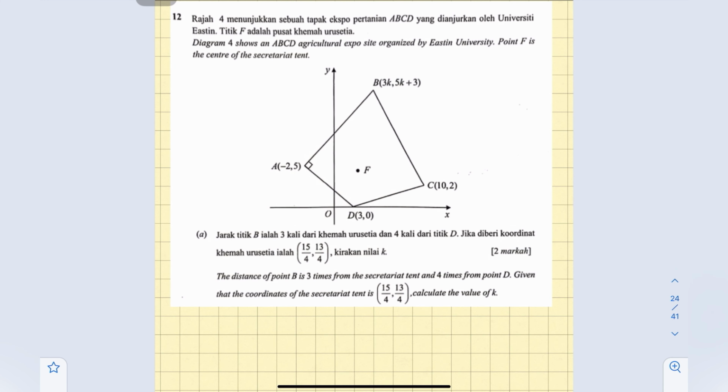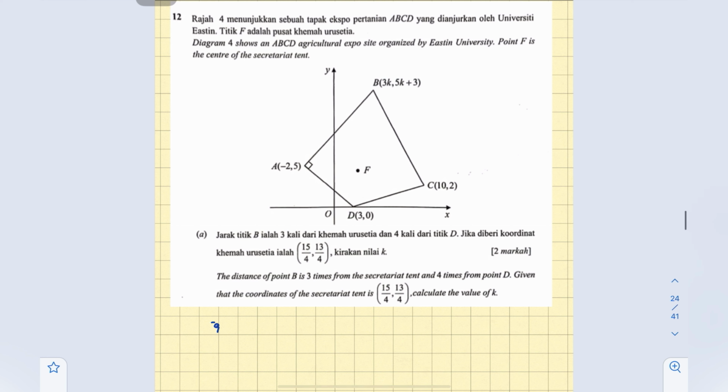Number 12, diagram 4 shows an ABCD agricultural expo site organized by Einstein University. Point F is the center of the secretariat tent. A, the distance of point B is 3 times from the secretariat tent and 4 times from point D. Given that the coordinates of the secretariat tent is 15 over 4, 13 over 4, calculate the value of K.